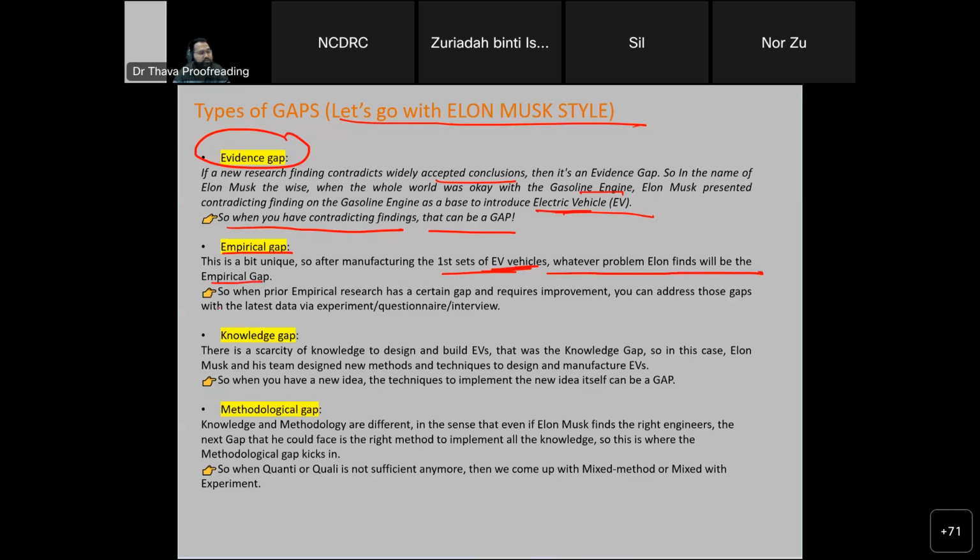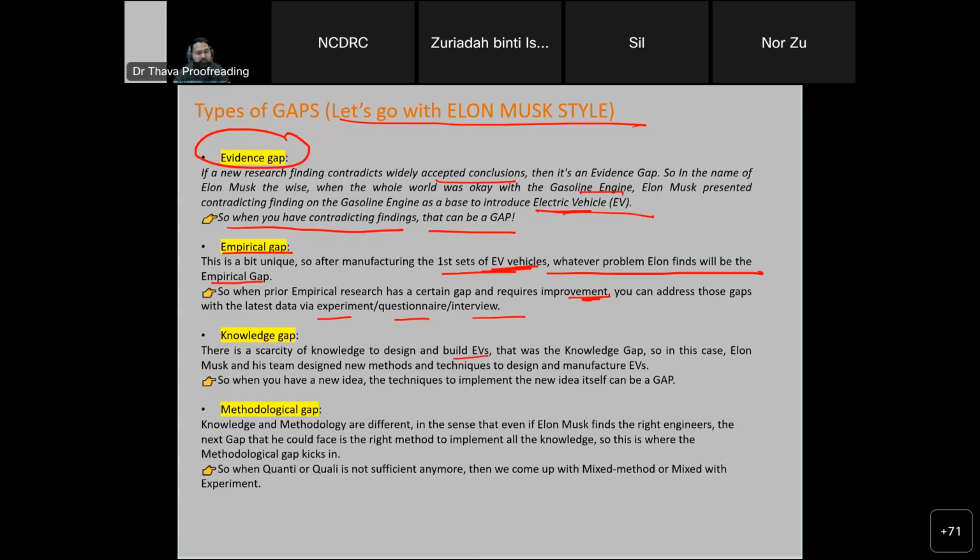gap. So when prior empirical research has a certain gap and requires improvement, you can address those gaps with the latest data via experiment, questionnaire, interview, or quasi-experimental and so on. Then you will have knowledge gap. There is a scarcity of knowledge to design and build EVs. Okay, not many people know how to do this.